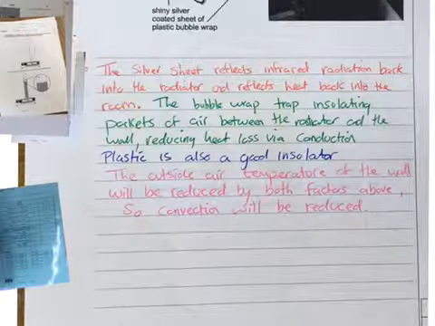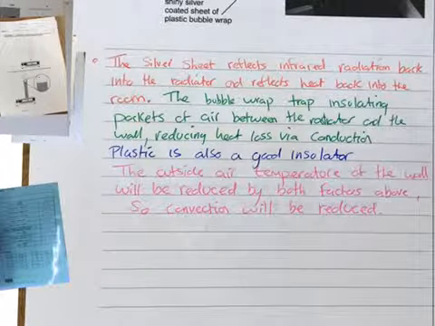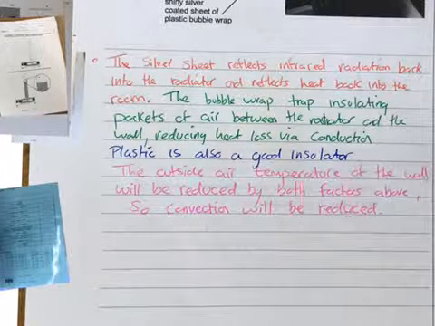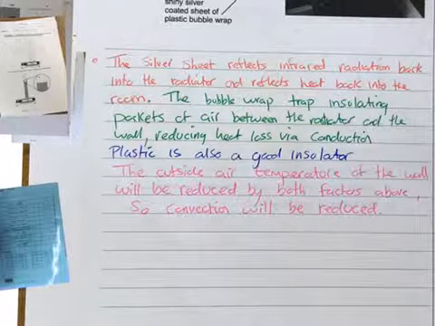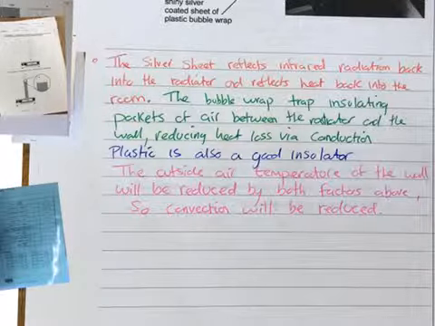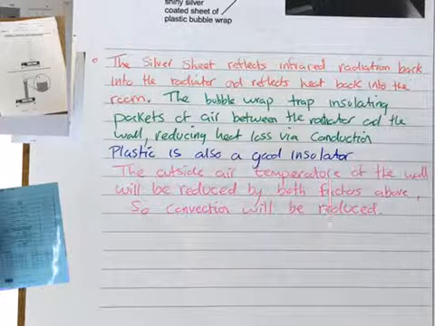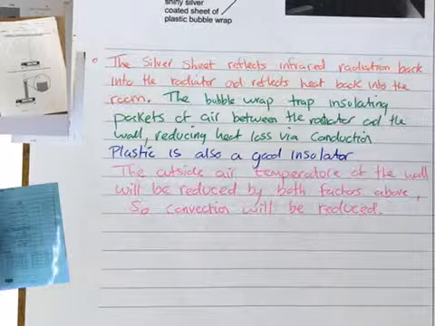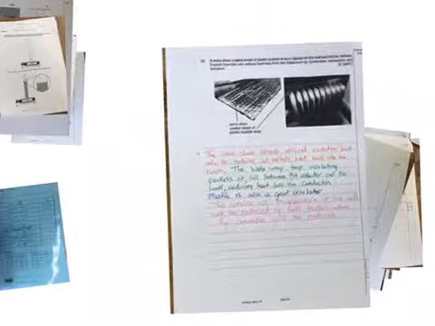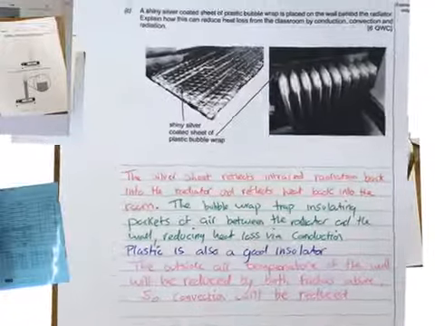And the last point I've made, I know there's only sort of 4 points for 6 marks here, but some of these are backed up with a little bit of explanation. The outside air temperature of the wall, which is outside, is going to be reduced by both factors above. So what that really means is convection is going to get reduced as well. But even if you get the first 2 points in, you're looking for good marks there. It's a difficult question because there's not many points you can make for 6 marks.